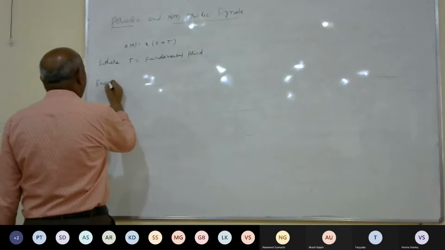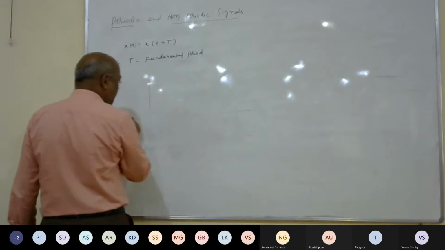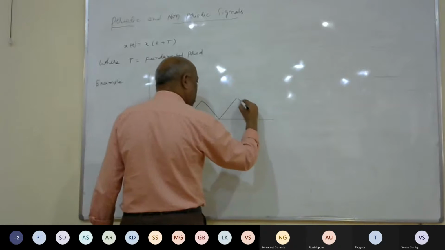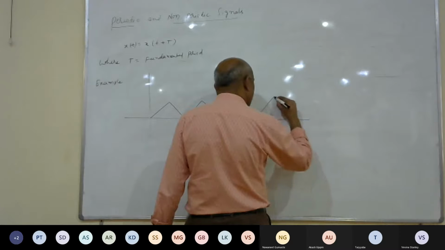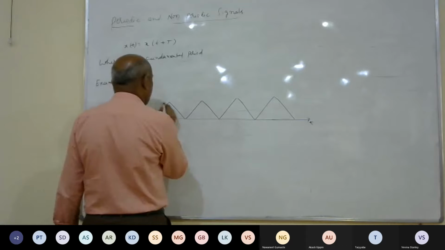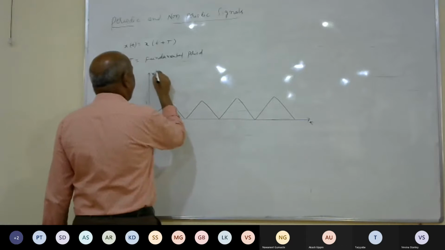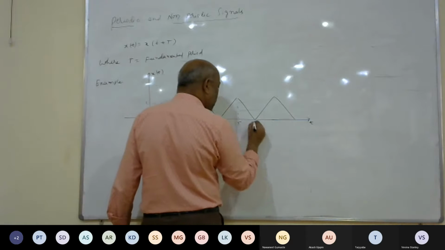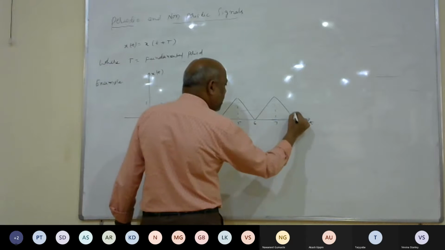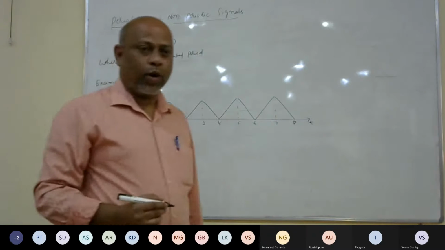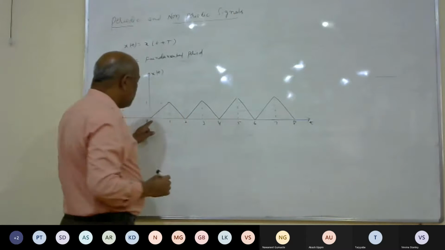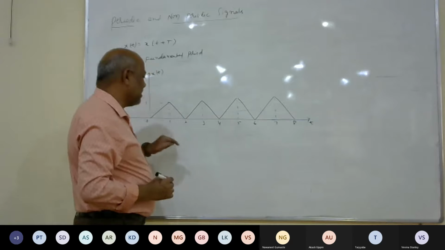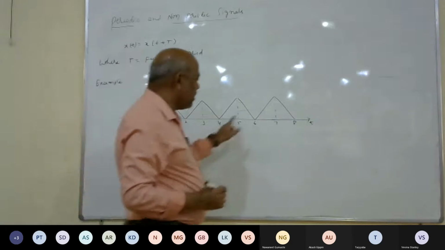An example of a periodic signal here is, suppose we take a signal. This is t, this is 1, this is 0, and this is x of t, with time marked 1, 2, 3, 4, 5, 6, 7, 8, 9, 10. We call this signal a periodic signal. What is the pattern it keeps here? From 0 to 2, the signal is in a triangular shape. From 0 to 1, it linearly increases, and from 1 to 2, it linearly decreases. The same pattern is there from 2 to 4, and again the same pattern from 4 to 6.